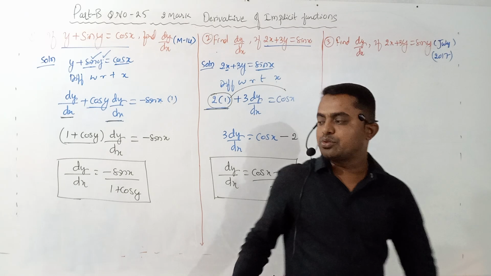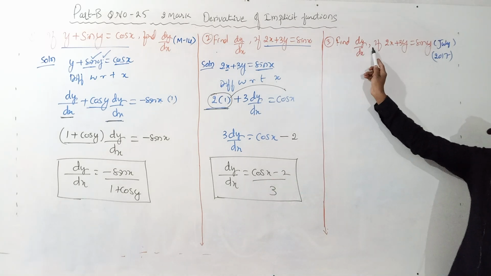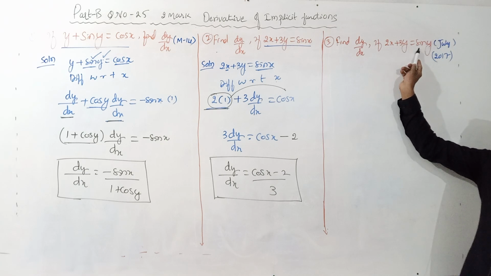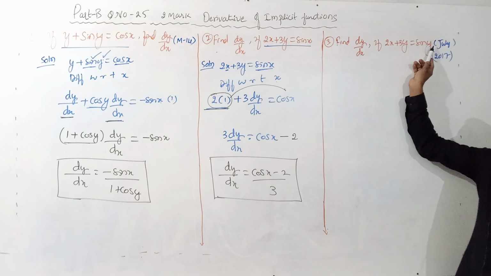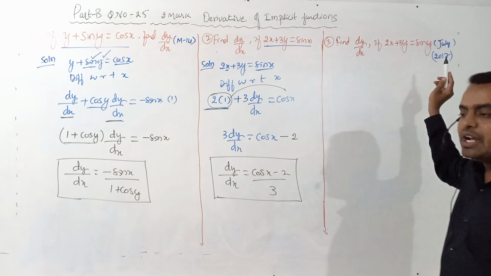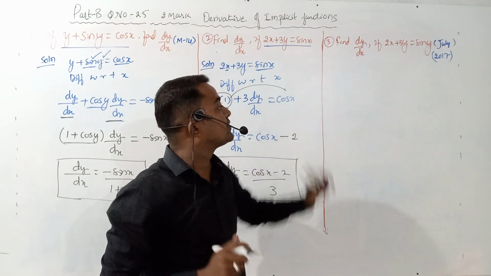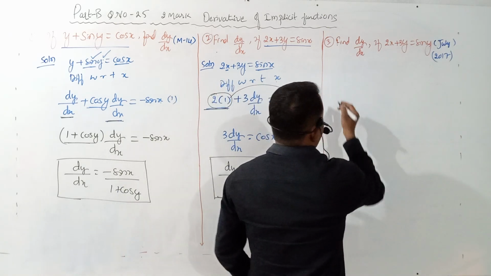Yes, this is the solution of the question. Next, find dy by dx. Third problem: if 2x plus 3y is equal to sin y, find dy by dx. This question has been asked in July 2017.